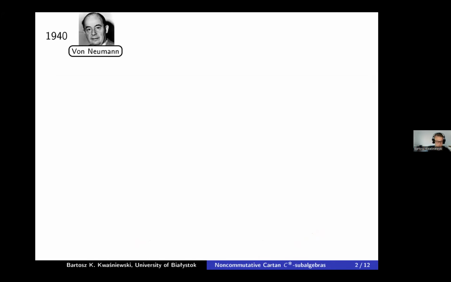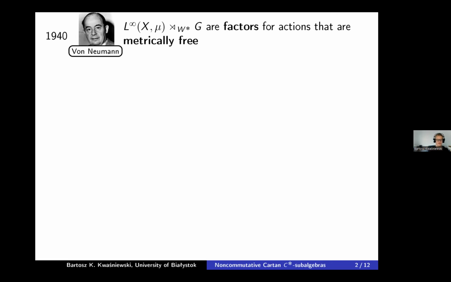Okay, so let me start with history, which will also be a plan of the talk and the motivation, I suppose. It all starts with the beginning of operator algebra theory. In 1940, von Neumann introduced what is now called the von Neumann cross product. For a discrete group action on a measure space, he constructed this von Neumann algebra, the cross product, to produce factors. These are factors whenever such an action is metrically free, meaning that the set of fixed points of the action has measure 0, and the action is irreducible, meaning ergodic.